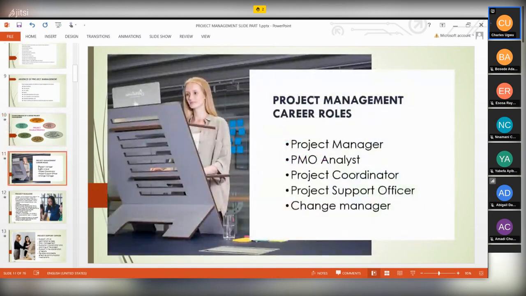The next one is project management roles.